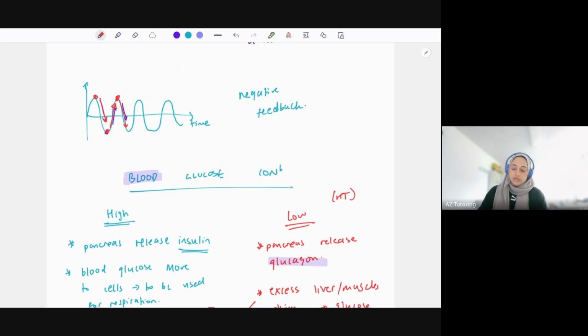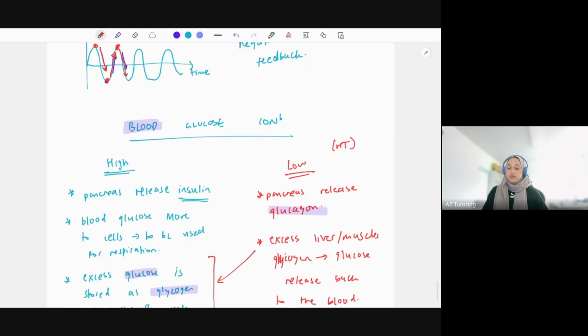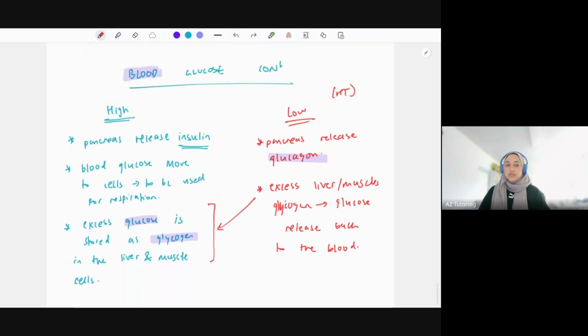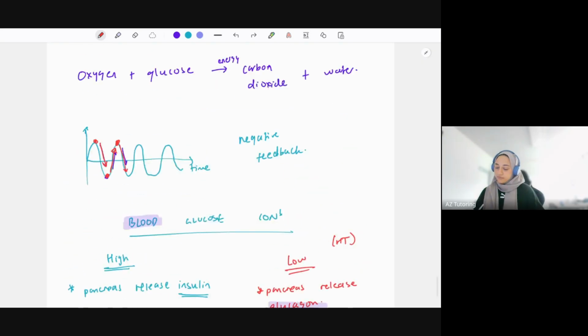So then your body needs to go back down again. So it's going to do this process again. So it's going back and forth between each of these two processes. So that's why it's called negative feedback. So this tends to come up almost every single year as well in the paper. So make sure you've got a good idea what happens when your blood glucose concentration is high and low.